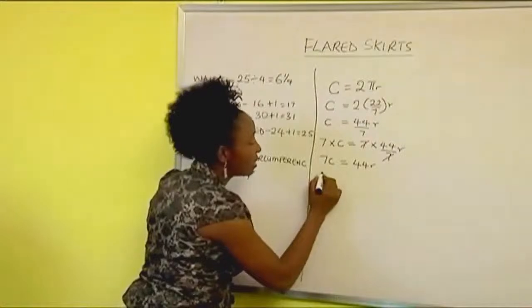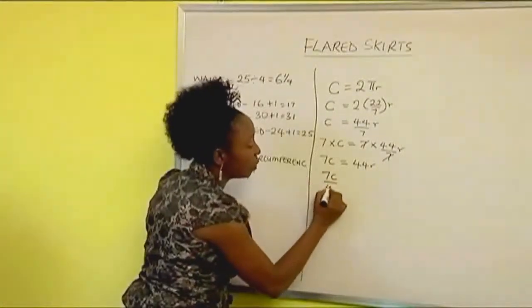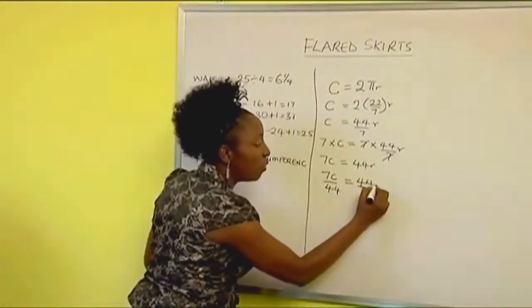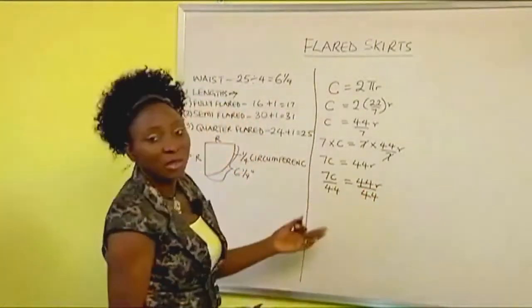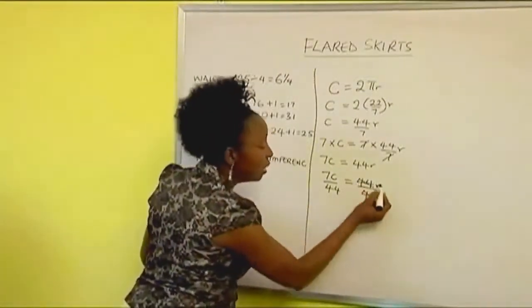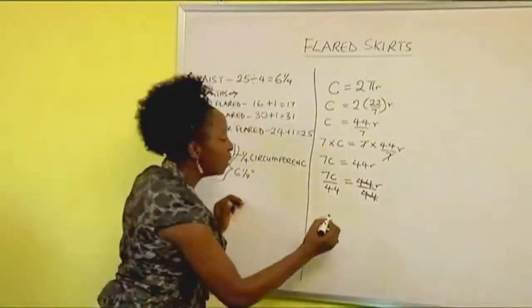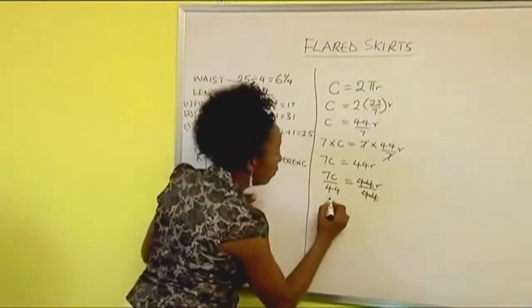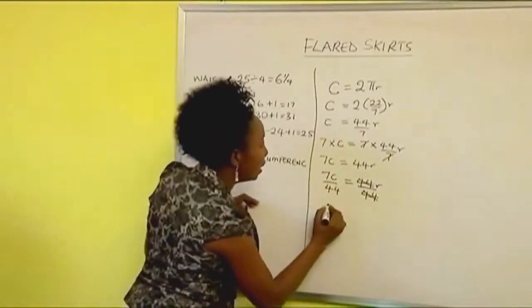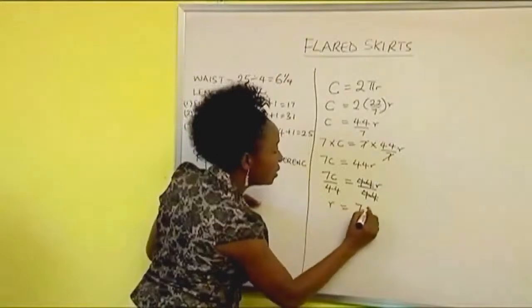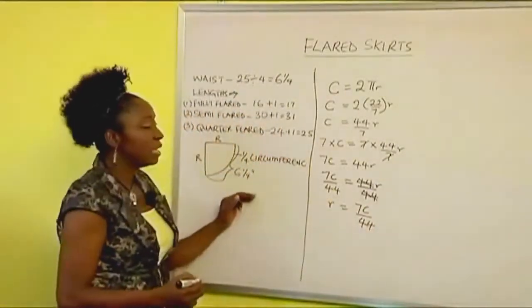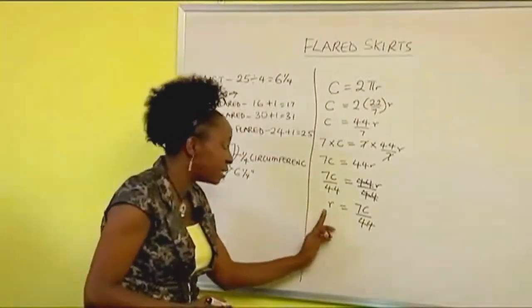So I take 7C divided by 44, which gives me 44/44 on the other side. Now, once I've done this, I just cancel 44 with 44, and then what I'm left with is r. So now I'll change this to the other side, and that will be r equals 7C/44. Easy.